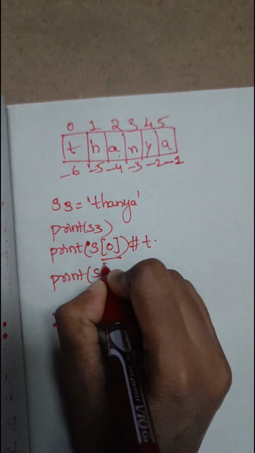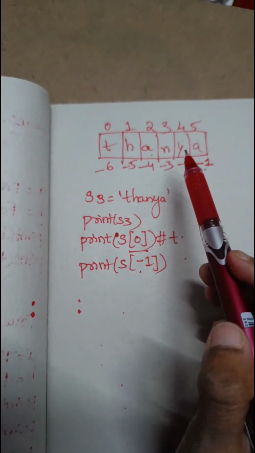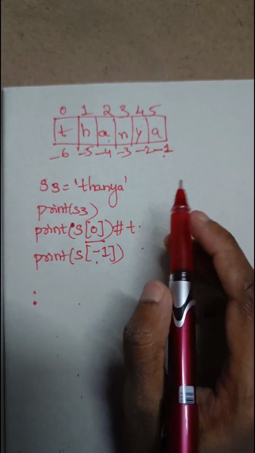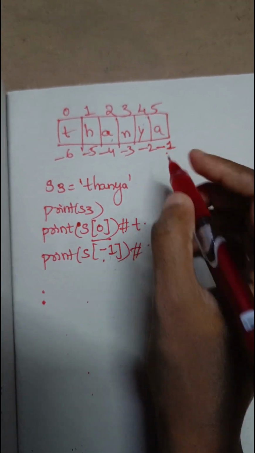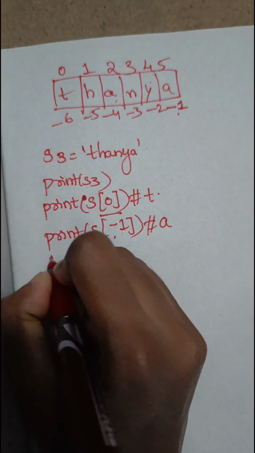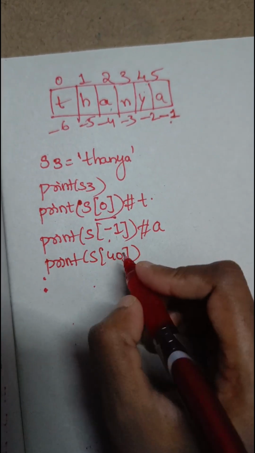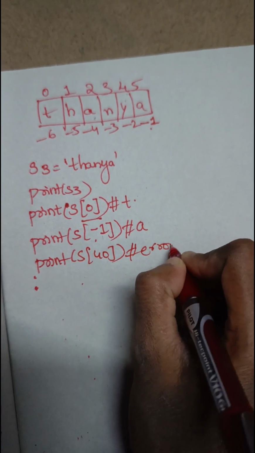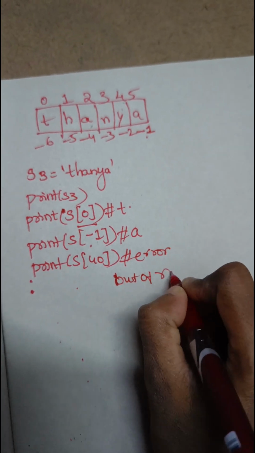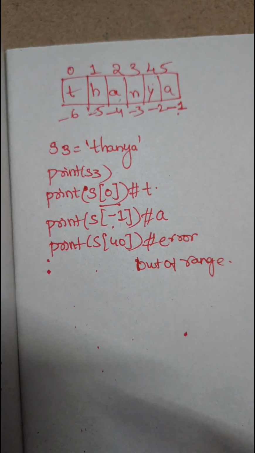Like that, print of s of -1. So what is this -1? From the negative direction, that is from right to left, what is there? s of -1 means A. Okay, so A is there. Like that you can repeat it. For suppose print of s of 40. Is there any index 40? So you will get an error. There is no such range; index out of range, you will get an error. Okay, this is regarding strings.